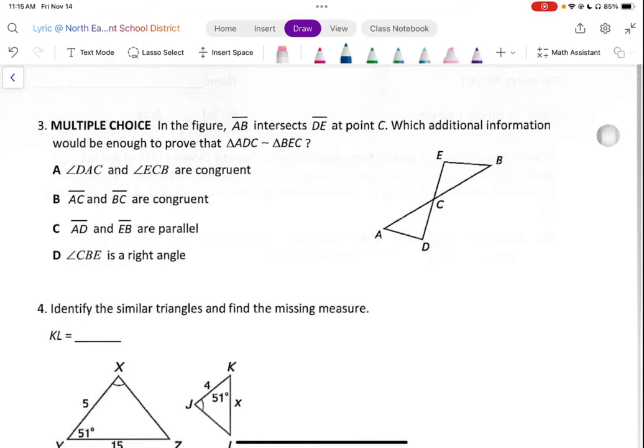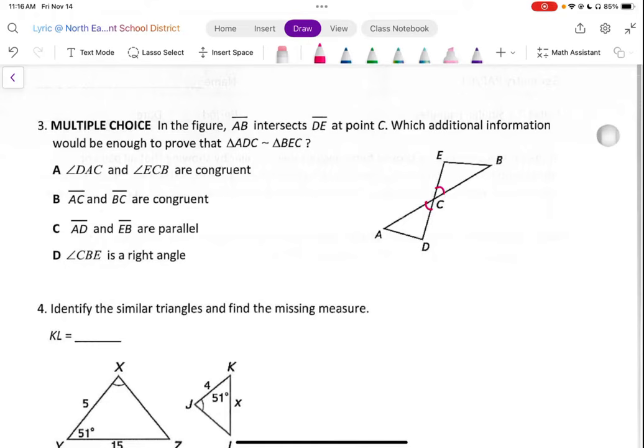Okay. Number 3, multiple choice. In the figure, AB intersects DE at point C. So it says it intersects, it's not a bisector. Which additional information would be enough to prove that these two triangles are congruent? So all we know is that this is an intersection, so we definitely can say that these vertical angles are congruent. We can gather that from the information being provided. So we don't need it to be said here in one of our options.